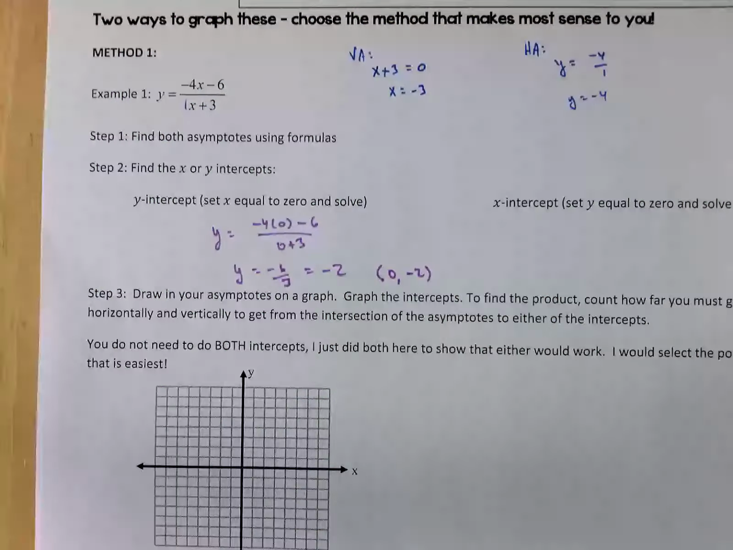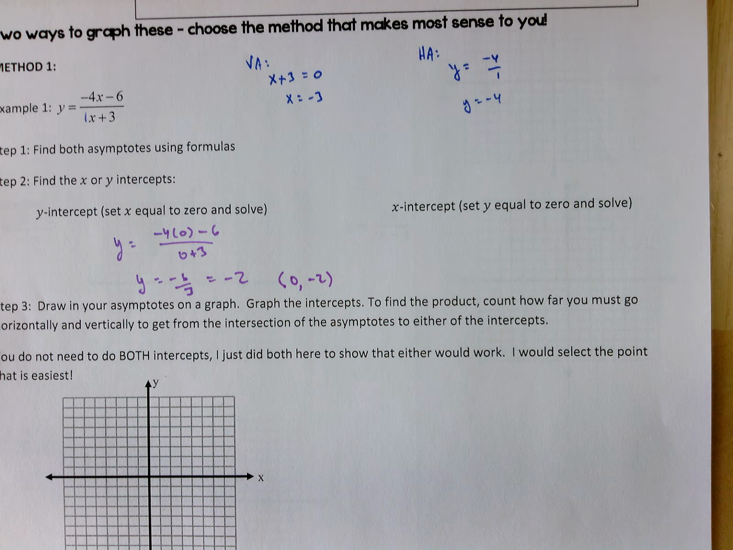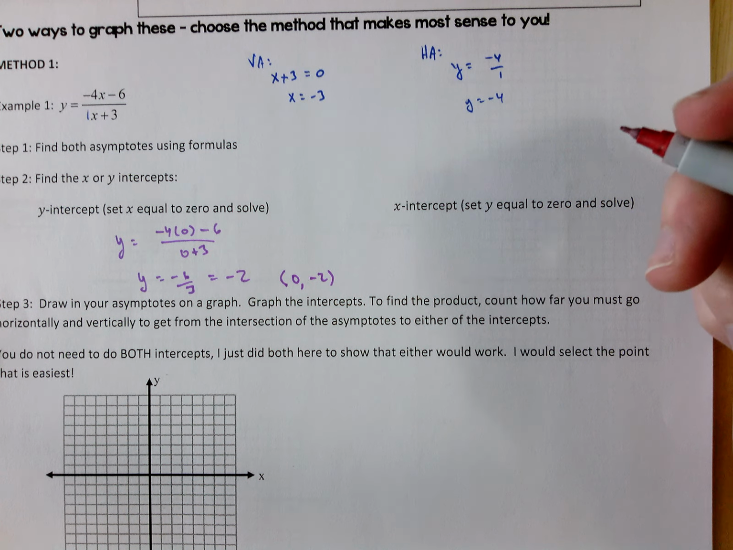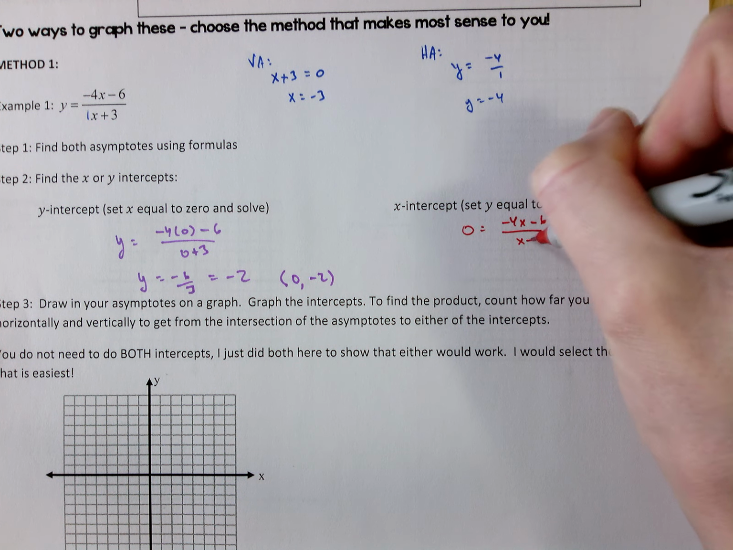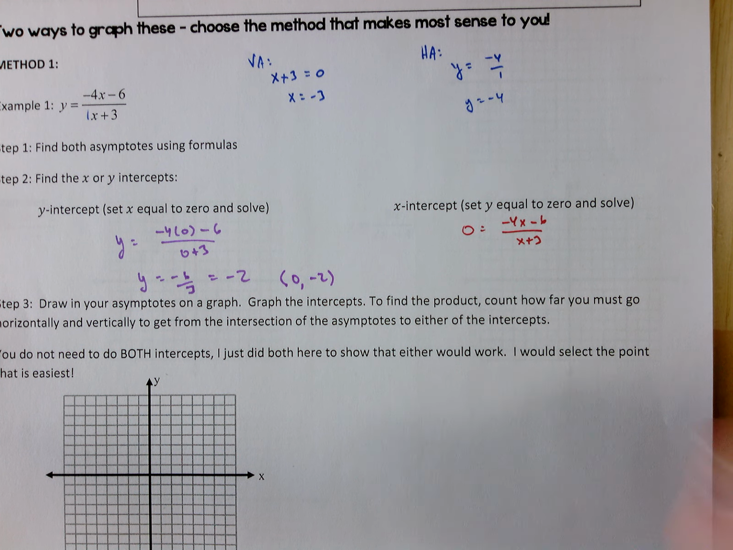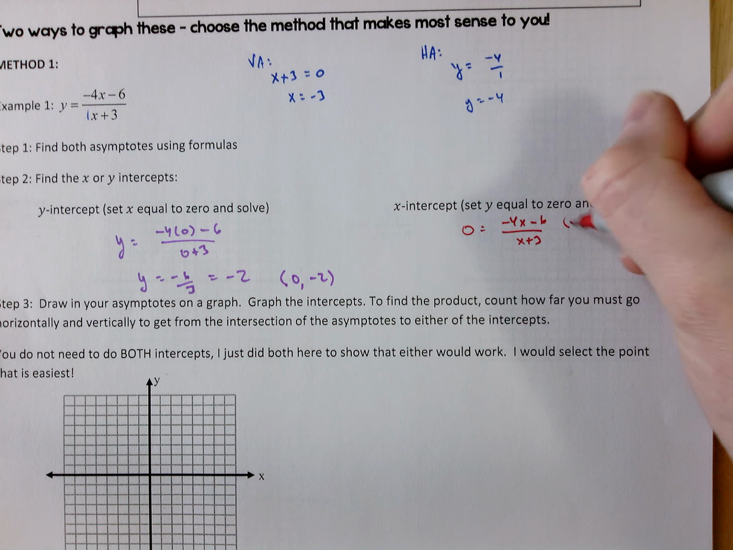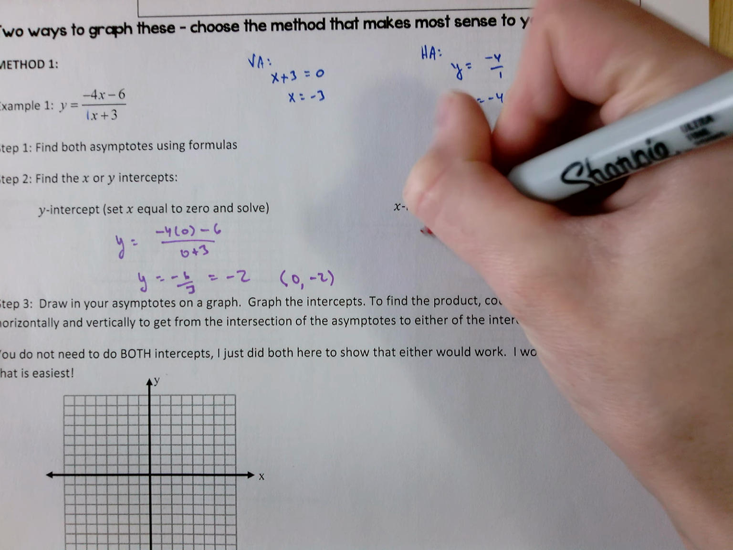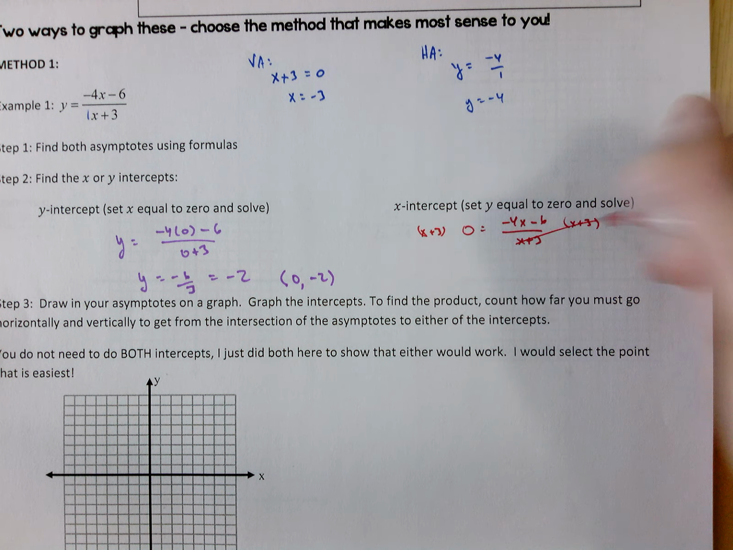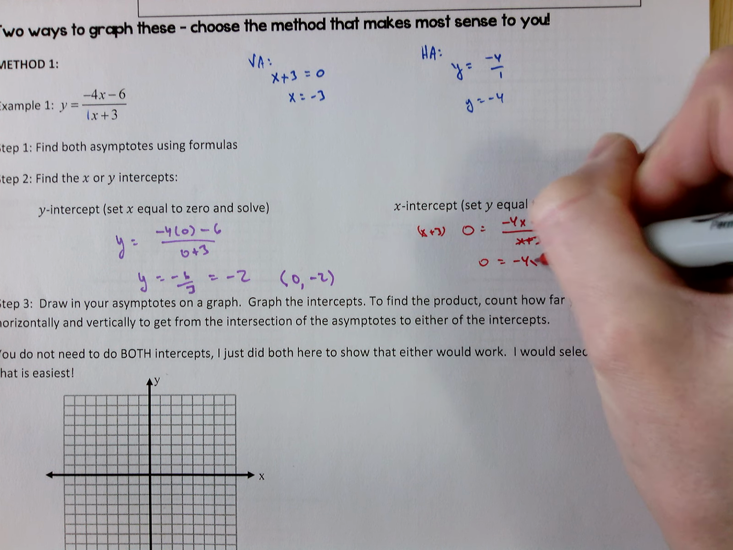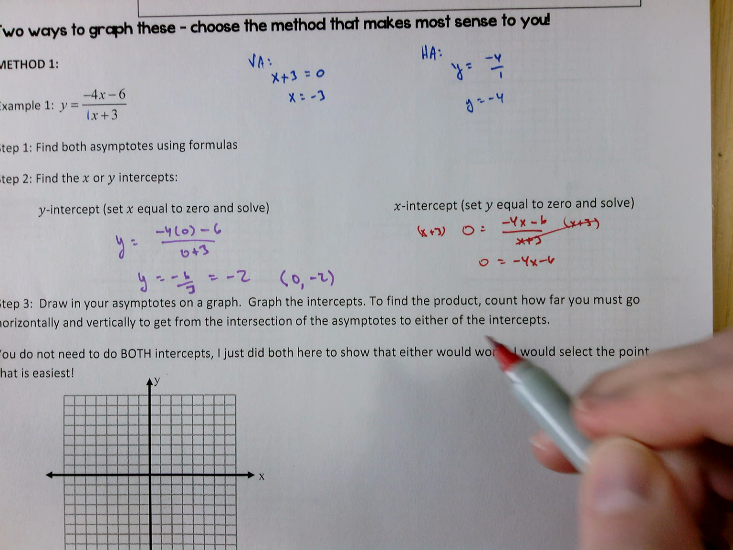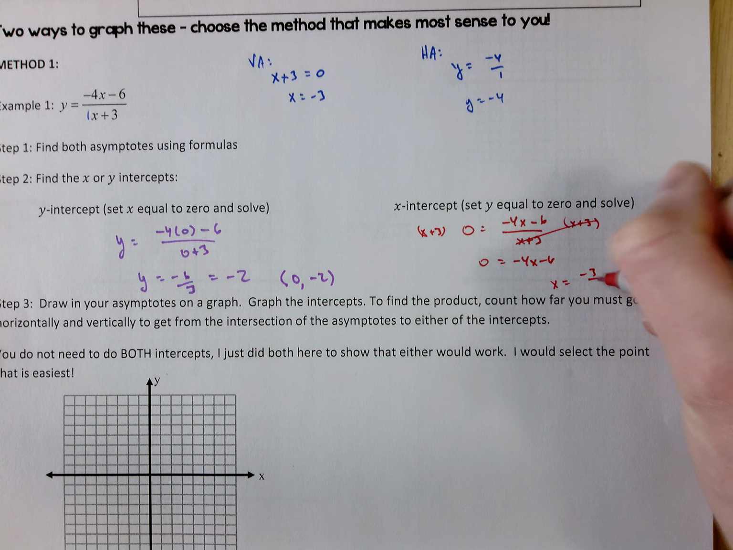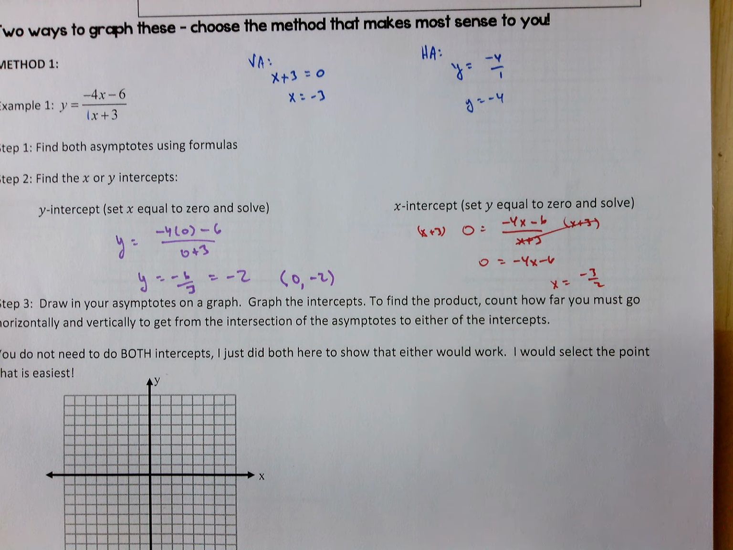Okay, lovely. If we had gone with the other one, so if I wanted my x-intercept, I'd set y equal to 0 and solve. So it would be 0 equals negative 4x minus 6 over x plus 3. The first thing I would do to solve this is multiply both sides by x plus 3. So this would cancel, and that leaves me with just 0 equals negative 4x minus 6. And then you know how to solve that. Add 6, divide by 4, and we're going to end up with x equals negative 3 halves. So it'll be the point negative 3 halves, 0.